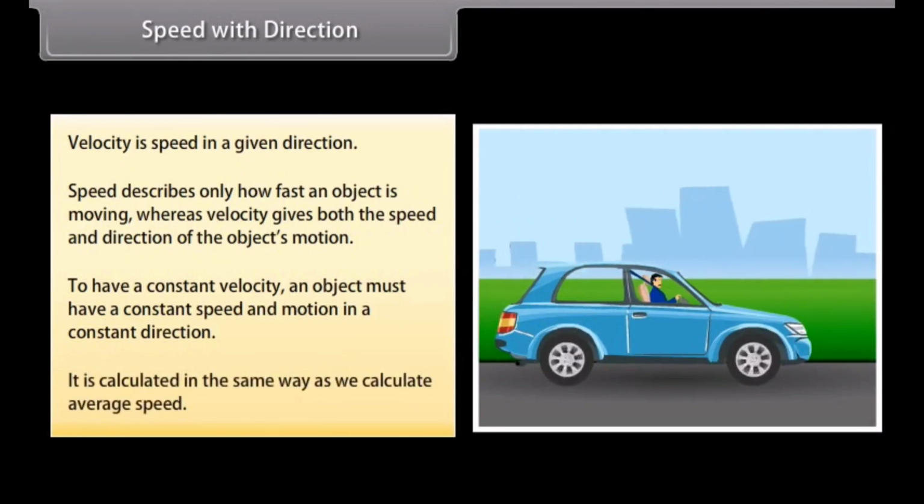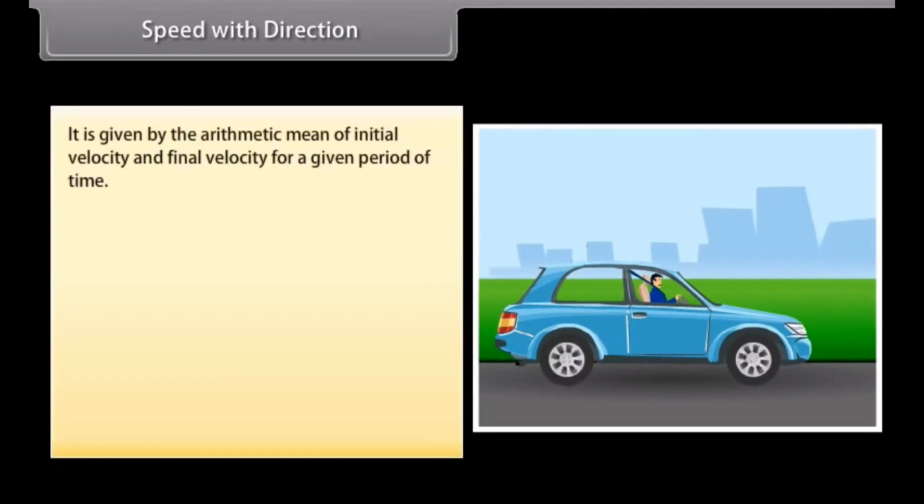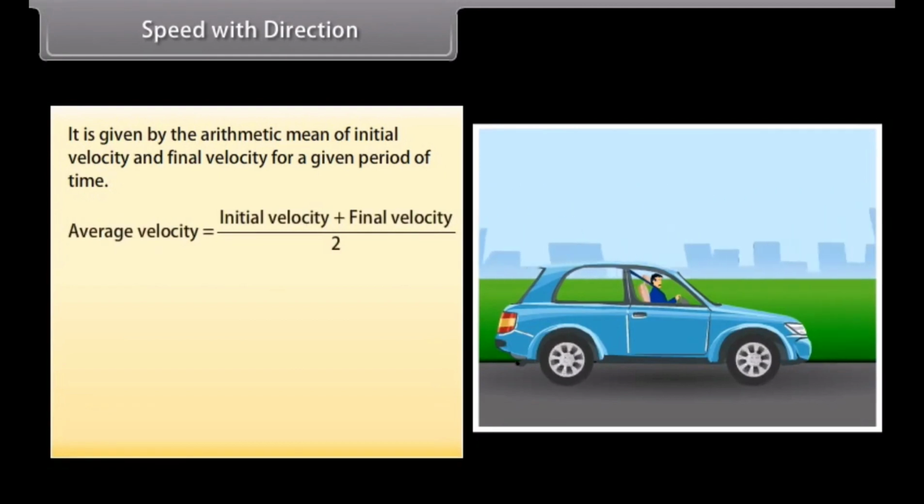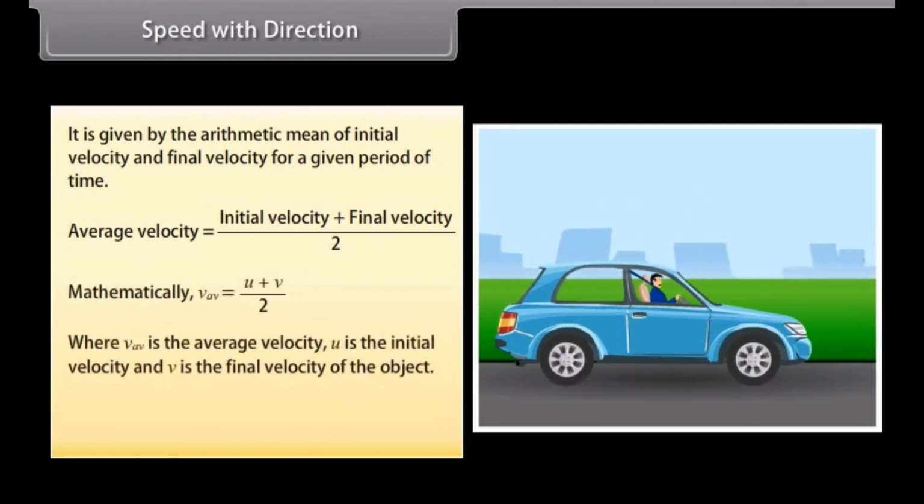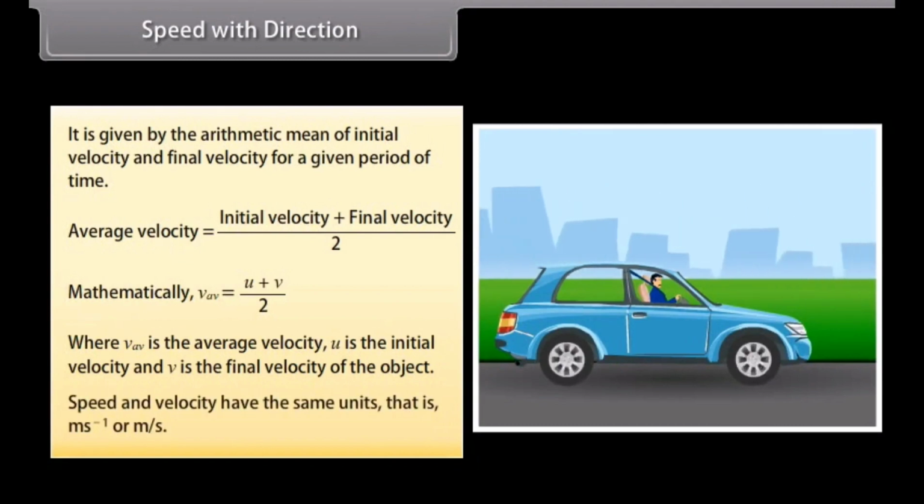It is calculated in the same way as we calculate average speed. It is given by the arithmetic mean of initial velocity and final velocity for a given period of time. That is, average velocity is equal to initial velocity plus final velocity by 2, where V_av is the average velocity, u is the initial velocity, and v is the final velocity of the object. Speed and velocity have the same units, that is, meter per second.